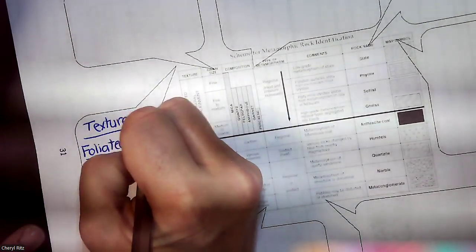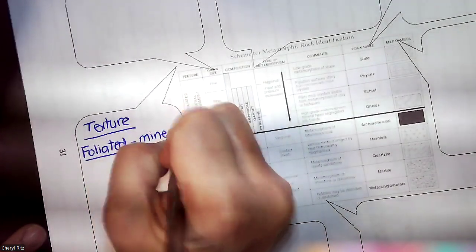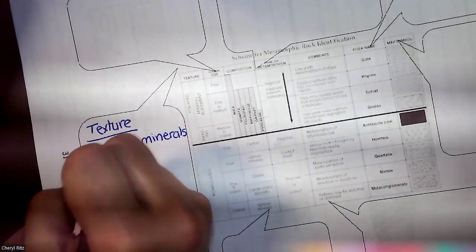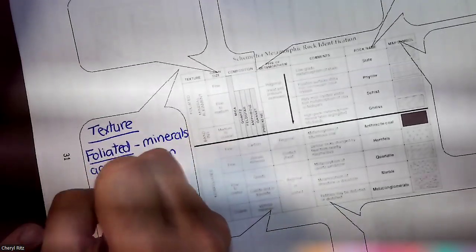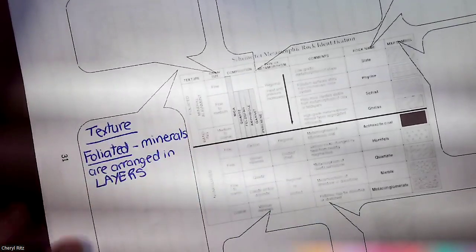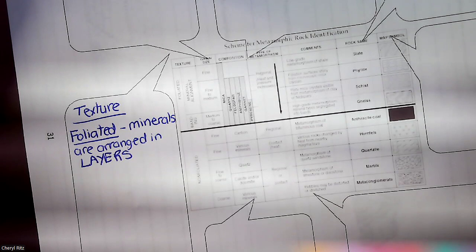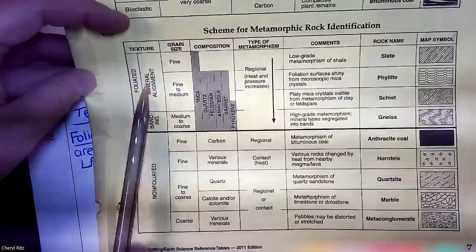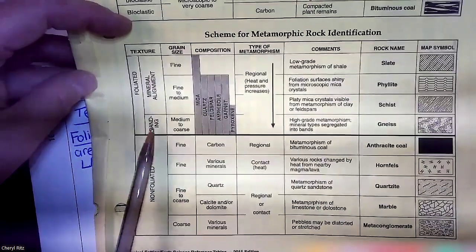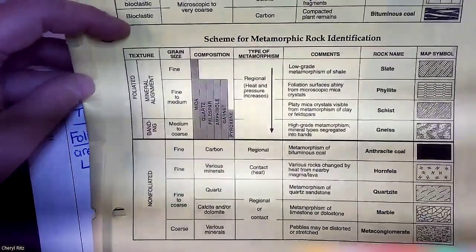Let me see how I wrote this. Minerals are aligned in layers. You can probably just get away with layers. So the vocab or the keyword there is layers. Now looking at that foliated box. Foliated actually gets broken up into two different types of foliated. It's still considered their texture. We have banding and mineral alignment.